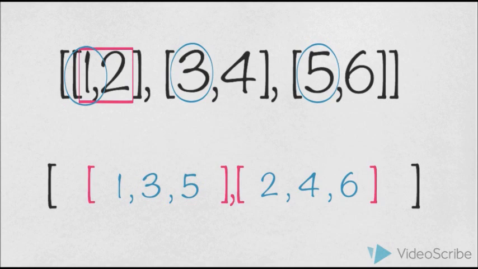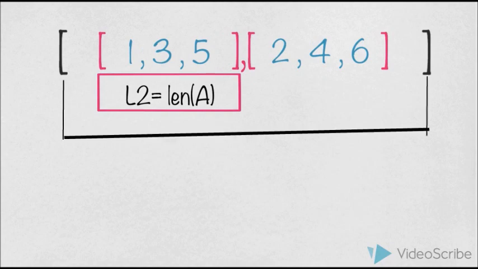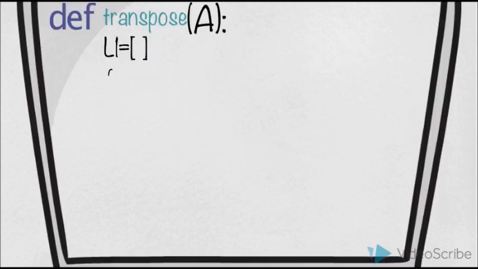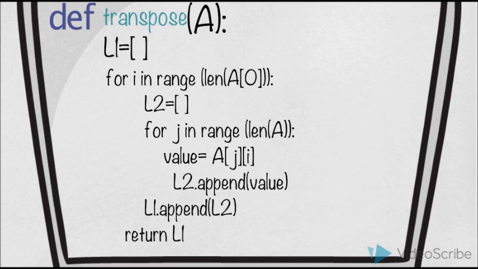We understand that the small list in the output is L2 with the length of A, and L1 is the whole output with the length of A index 0. So let's continue coding. For i in range len A index 0, L2 equals an empty list. For j in range len A, value equals A index j index i, L2 dot append value, L1 dot append L2, and finally return L1.